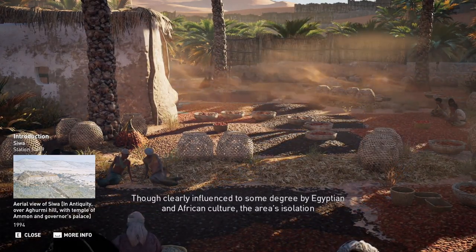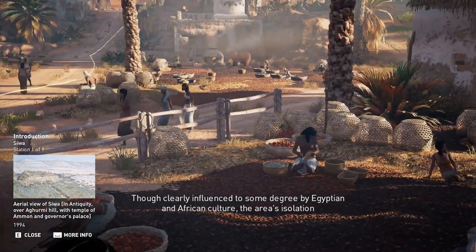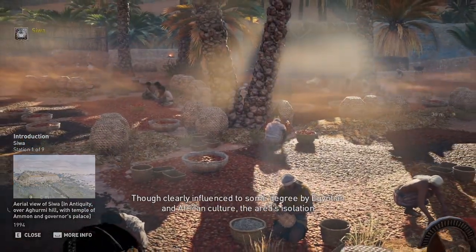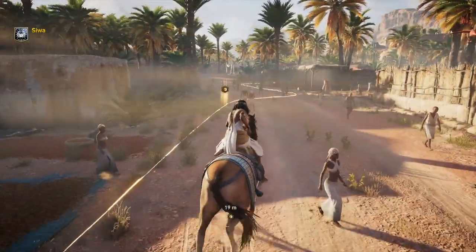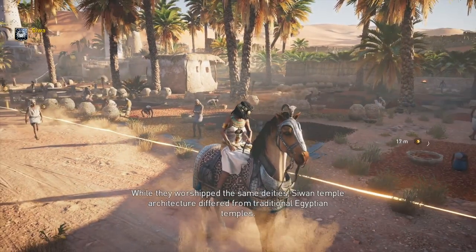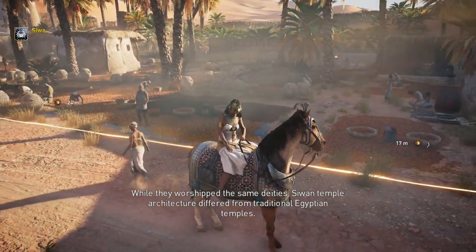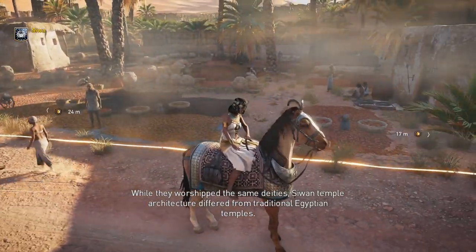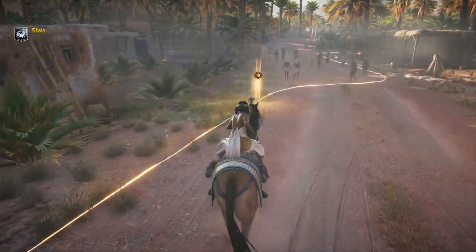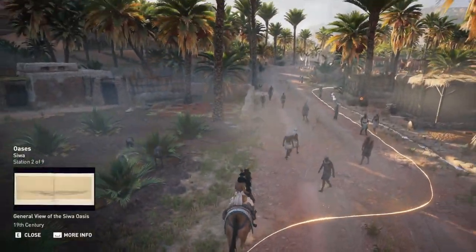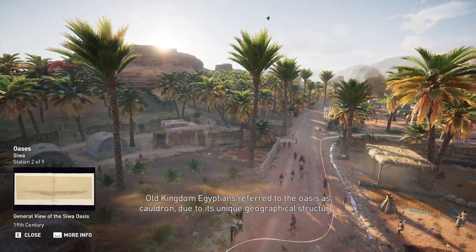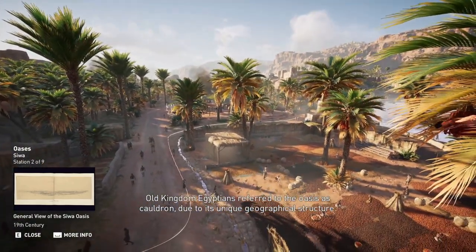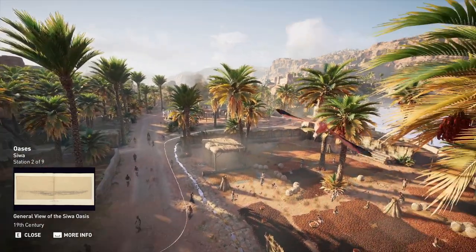Though clearly influenced to some degree by Egyptian and African culture, the area's isolation resulted in a unique society and language. While they worshipped the same deities, Siwa temple architecture differed from traditional Egyptian temples. Old Kingdom Egyptians referred to the oasis as cauldron, due to its unique geographical structure.